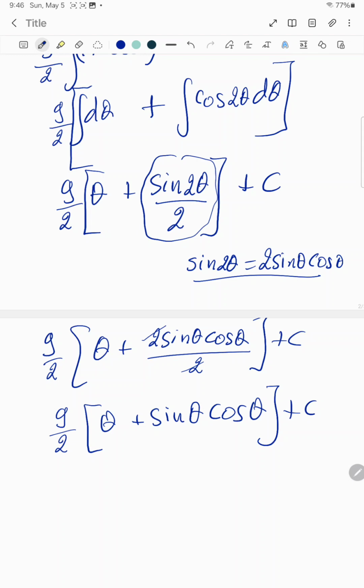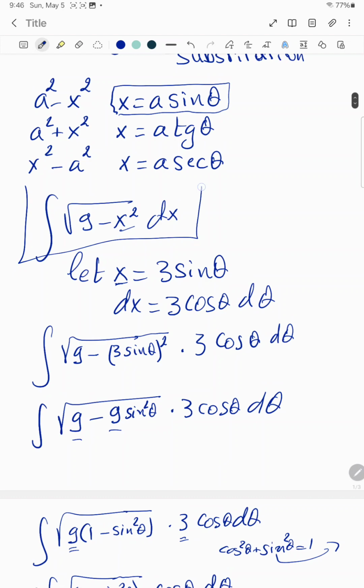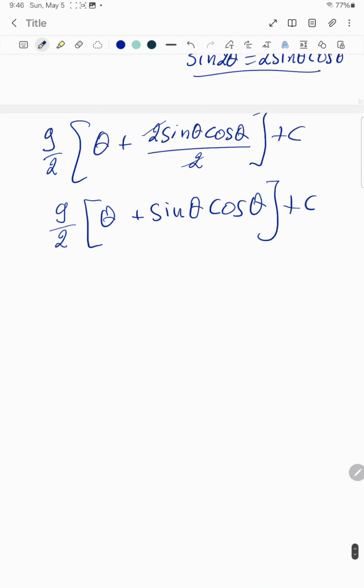But my problem is not resolved yet, because the variable of my original problem was x. So I had 9 minus x squared, and in my solution I don't have x, I have theta. So now I need to relate theta to x.